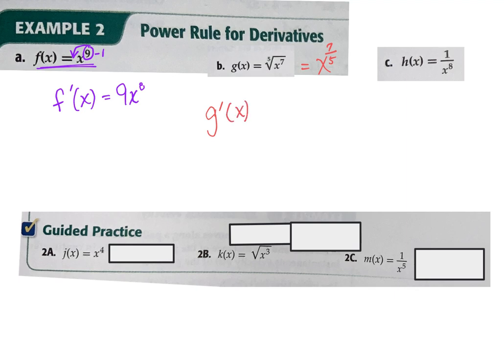The derivative of g of x is going to be, I'm going to take that 7/5, multiply it in front, x to the, subtract 5/5, 2/5. You can rewrite it if you want to, 7/5, 5th root of x squared, but these are the same thing. Wait, why is it 2/5? I subtracted 1, which is 5/5. Common denominator.